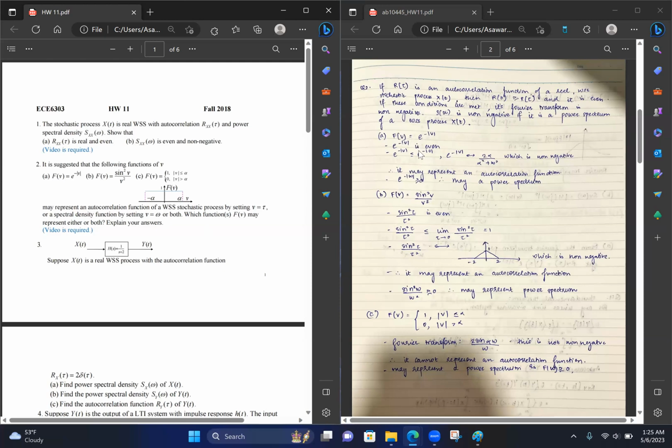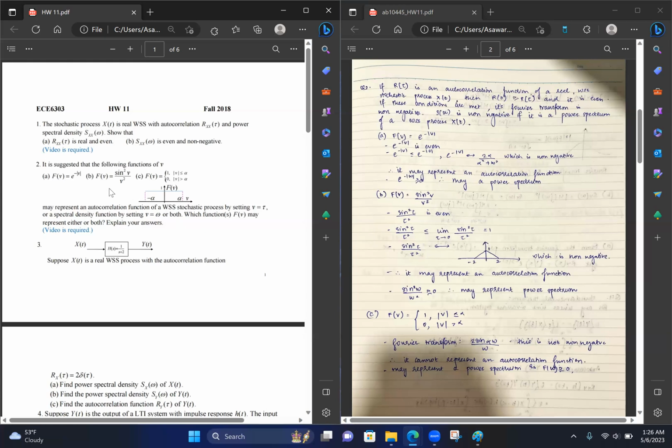So f(v) is equal to e to the power minus mod of v, and e to the power minus mod of v is an even function. Then e to the power minus mod of v is less than or equal to e to the power minus mod of 0. We also have the Fourier transform as 2 alpha upon alpha square plus omega square, which is non-negative. Therefore, it may represent an autocorrelation function, and since it is also greater than or equal to 0, it may also represent a power spectrum.